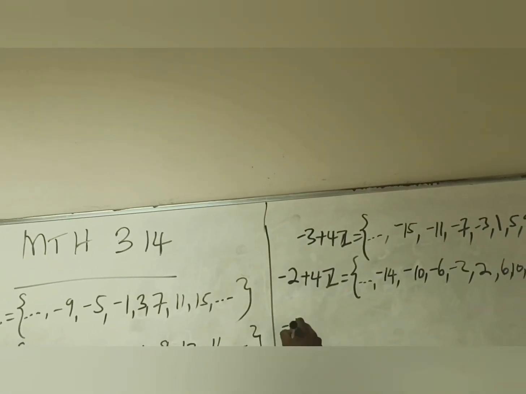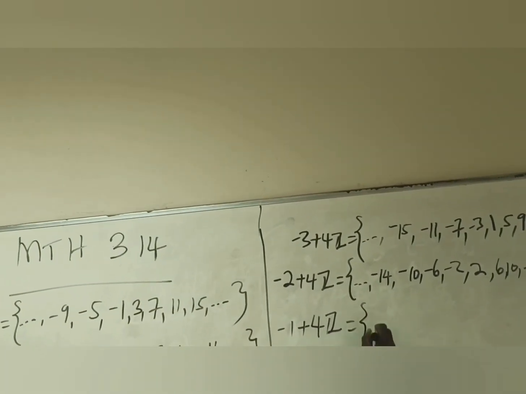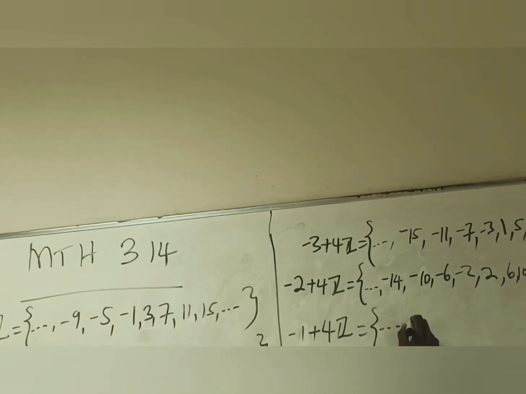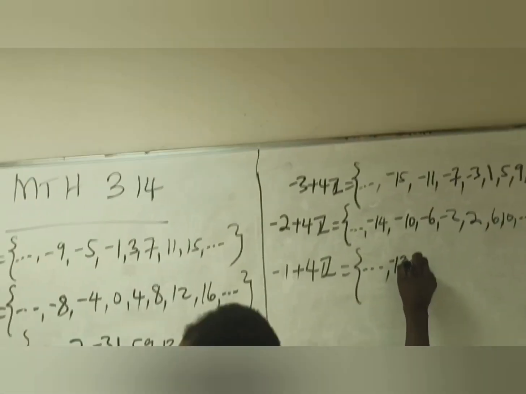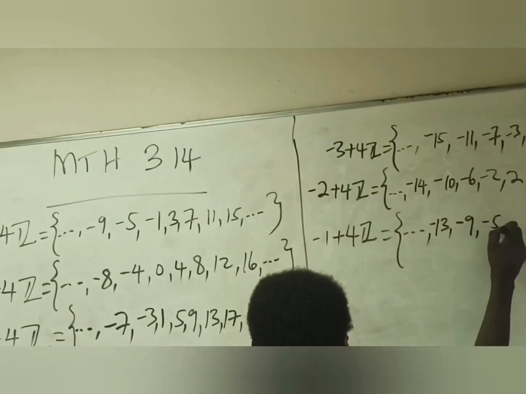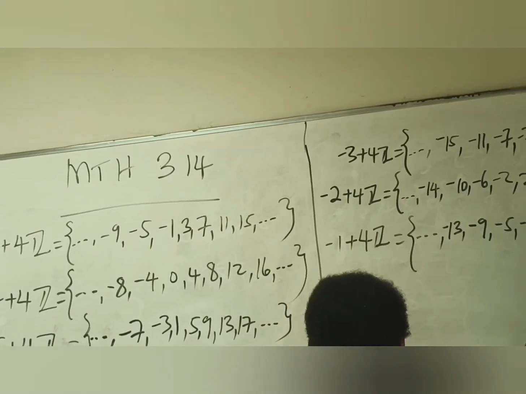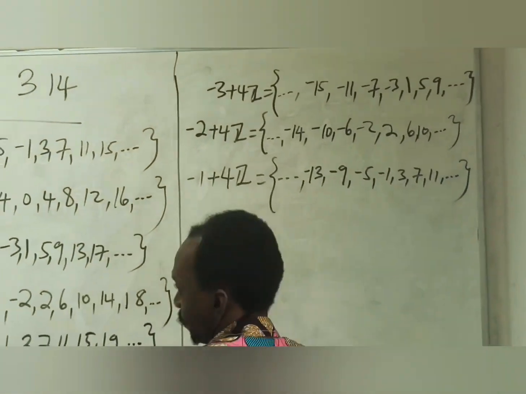So let's do negative 1. So negative 1 plus negative 12, negative 13. Negative 9. Yes. Negative 5. Negative 1. 3. 7. And 11. Yes. So let's see what you are saying.